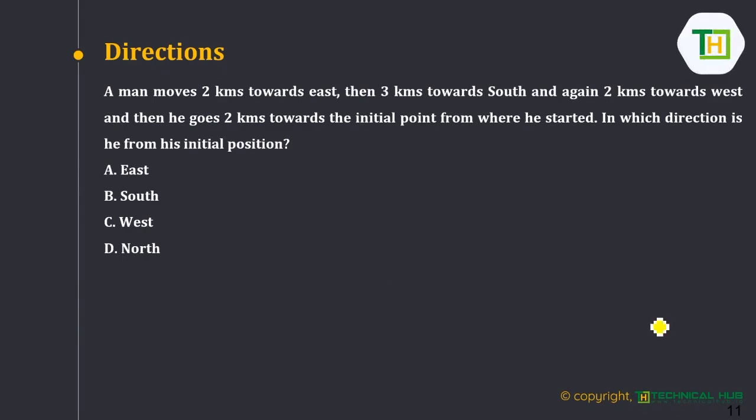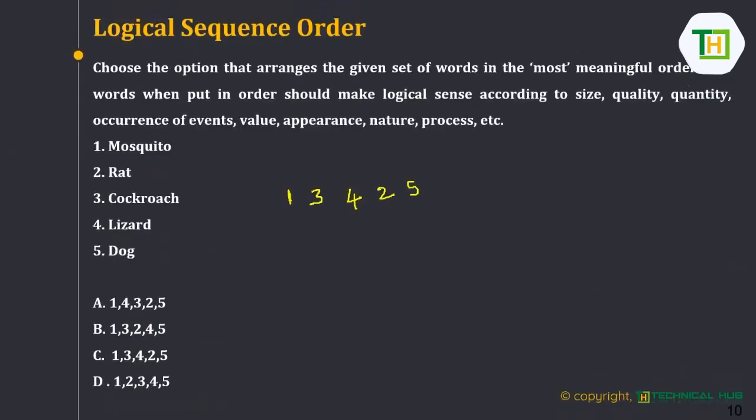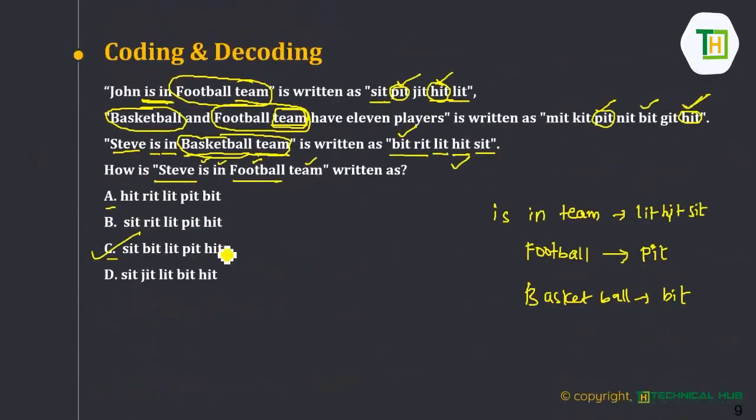Right, I understood. For the previous question, they asked it for Steve, not for basketball. So if it is Steve, you will get the remaining option. Now the basketball is bit. If the basketball is bit here, the remaining word writ is for Steve. If writ is for Steve, then I have to go with option A.